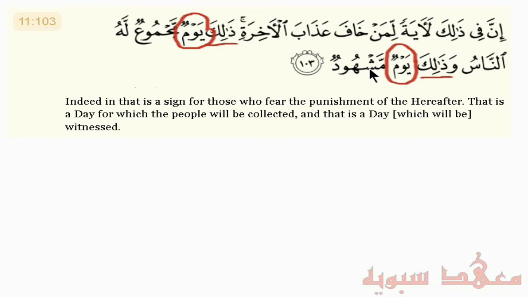And so to indicate the greatness of this day, we have the word yawm made indefinite. Now it's talking about yawm al-akhirah, so it should have been al-yawm, but it's made indefinite for greatness.